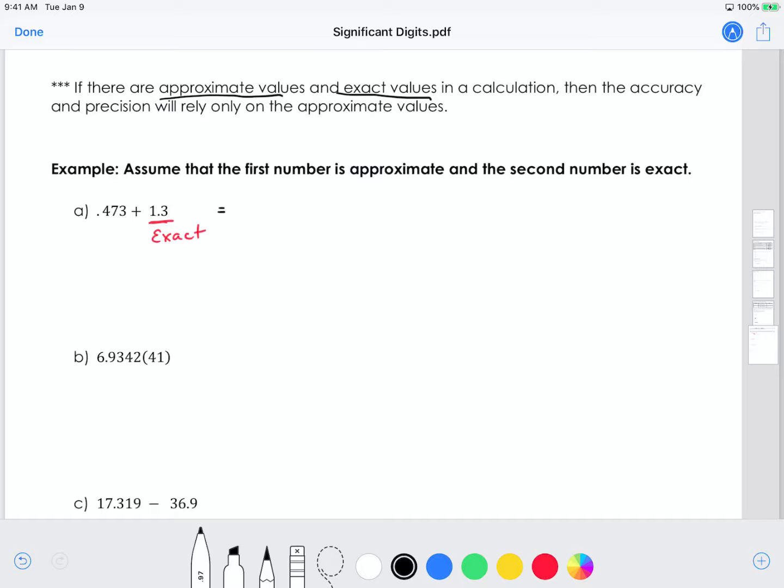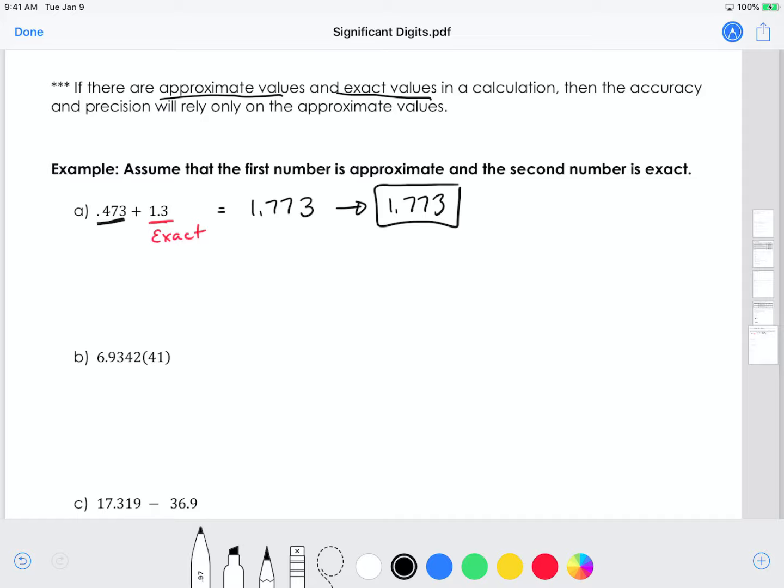So if I put it on my calculator, 0.473 plus 1.3, I'm going to get 1.773. Now to round it with accuracy and precision, because this is addition, we're going to be focused on the number of decimal places and precision. And since I have 3 decimal places in my approximate number, I should have 3 decimal places in my final rounded answer. So 1.773 is going to be my final answer rounded with accuracy and precision.